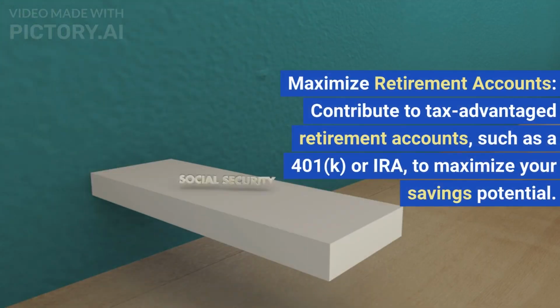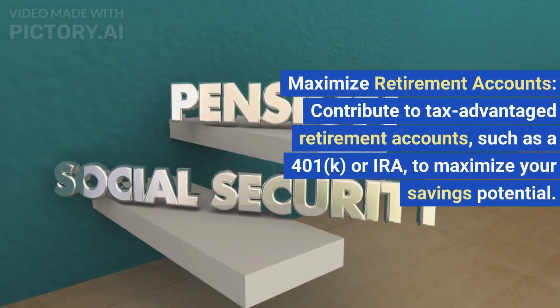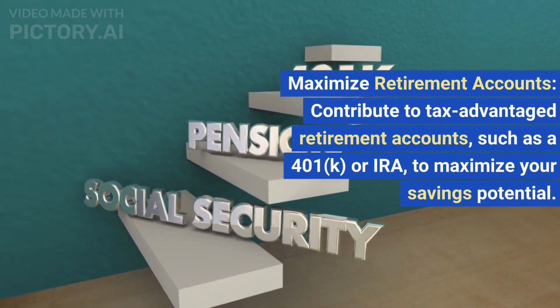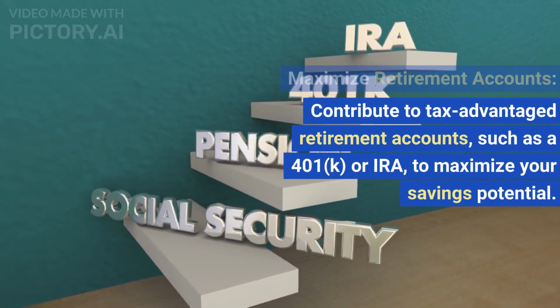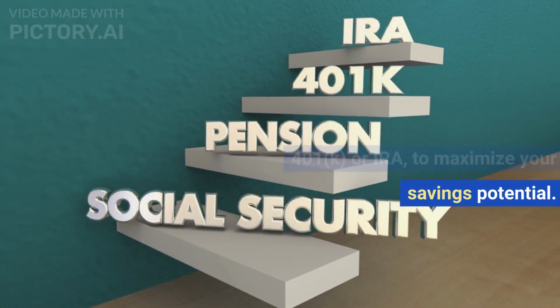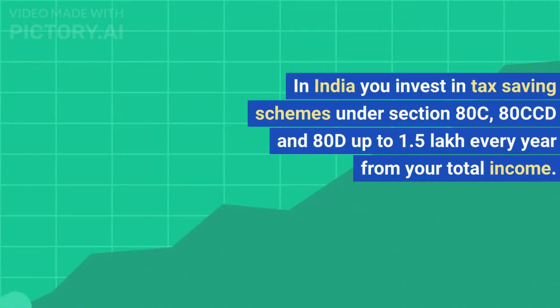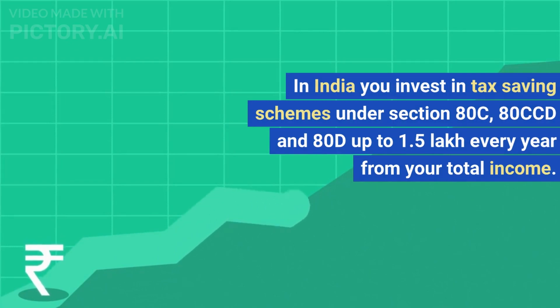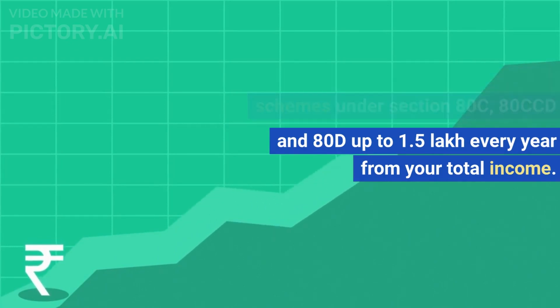Maximize retirement accounts. Contribute to tax-advantaged retirement accounts, such as a 401k or IRA, to maximize your savings potential. In India, you can invest in tax saving schemes under Section 80C, 80CCD and 80D up to 1.5 lakh every year from your total income.